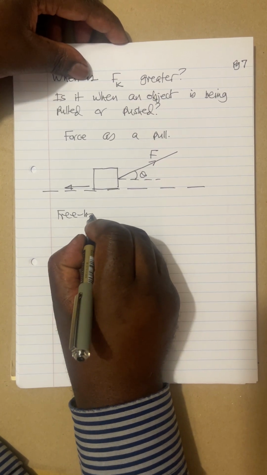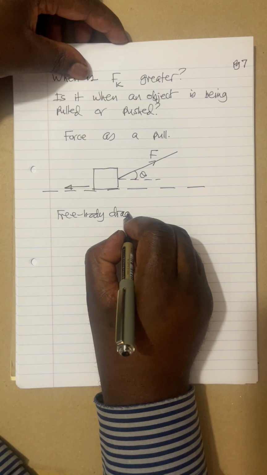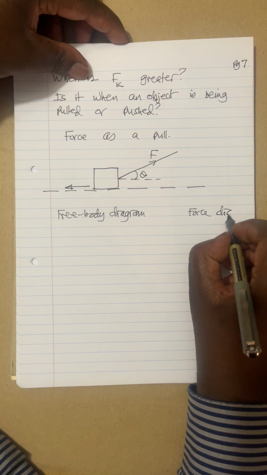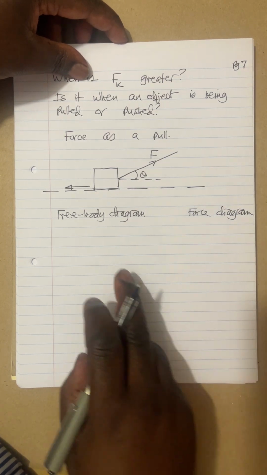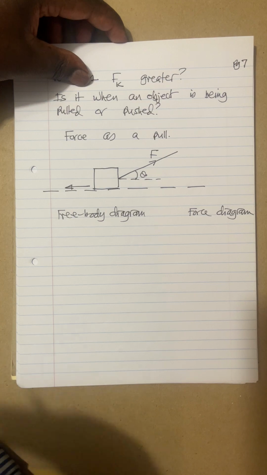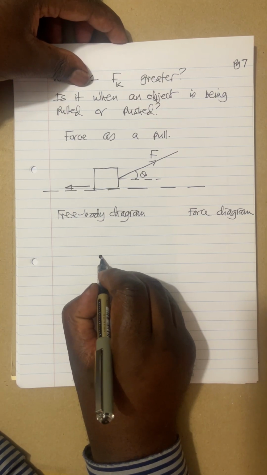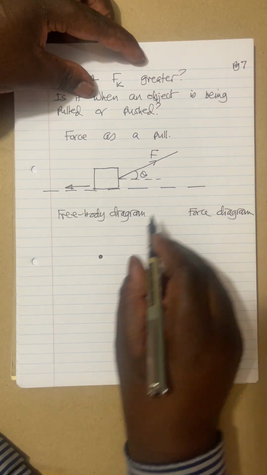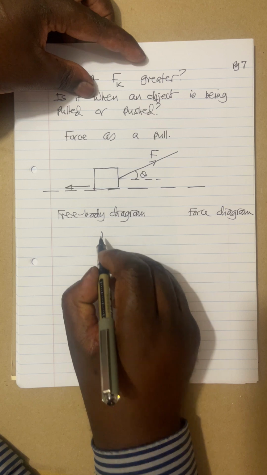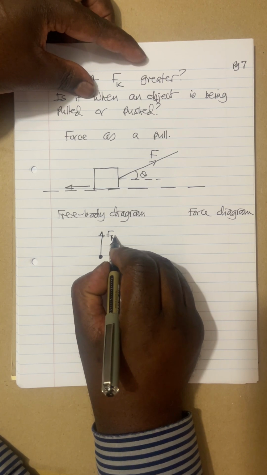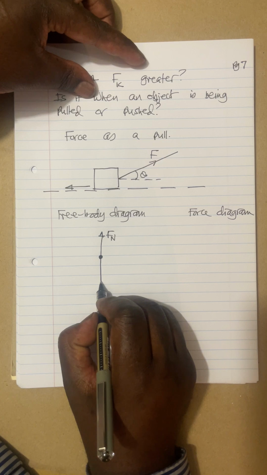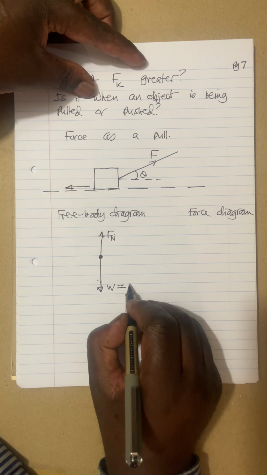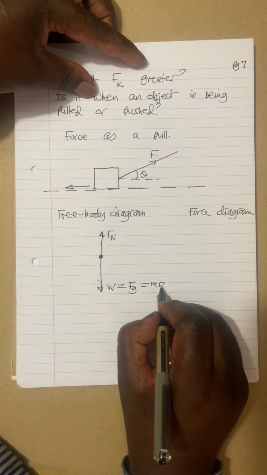Free body diagram versus a force diagram. They may ask you to draw a free body diagram or a force diagram. In a free body diagram, we have a dot representing the box, and because it is sitting on a surface, we have a normal force acting vertically upwards. Let's call it normal force F subscript N, and we have gravitational force in that direction. Let's call it W for weight, which is equal to Fg, and that equals mass times gravitational acceleration.